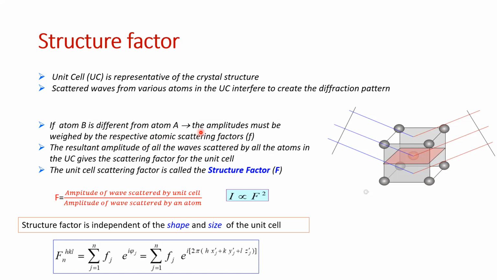scattered amplitude depends upon the weight given by the atomic scattering factor. That is, the weight of the atomic scattering factor helps us to determine the scattered amplitude by atom A and the scattered amplitude by atom B, and the resultant amplitude of all waves scattered by all the atoms in the unit cell gives the scattering factor for the unit cell. The structure factor is represented by F, and it is given by the amplitude of the wave scattered by the unit cell divided by the amplitude of the wave scattered by an atom.